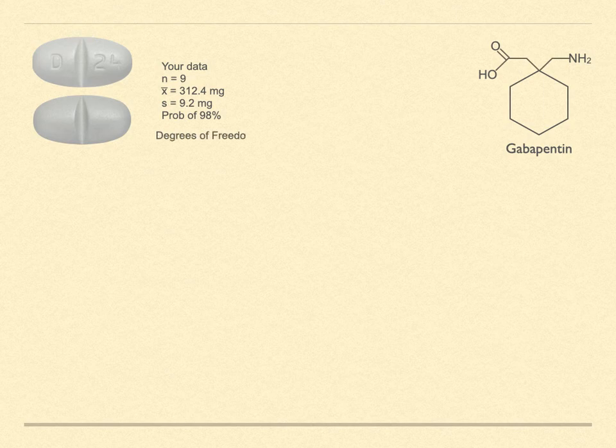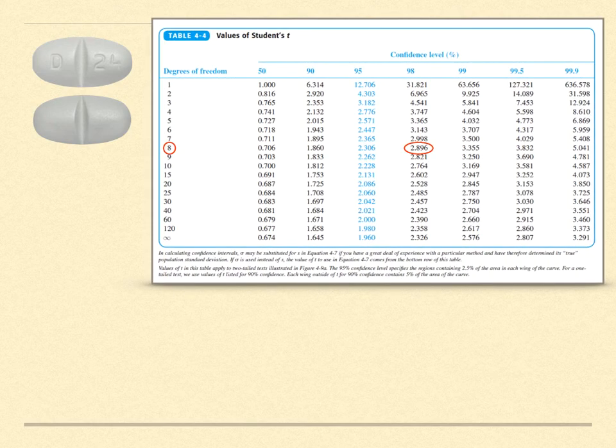There are 9 minus 1 equals 8 degrees of freedom in the data set. The null hypothesis is that there is 300 milligrams of gabapentin in each tablet. The alternate hypothesis is that there is not 300 milligrams in a tablet. To find the expected tabulated value, look here at the t-table. For 8 degrees of freedom and 98% confidence, we find the tabulated t-value to be 2.896.